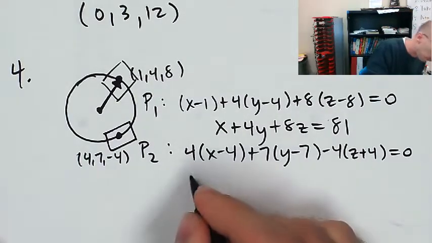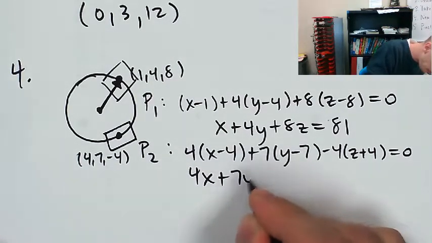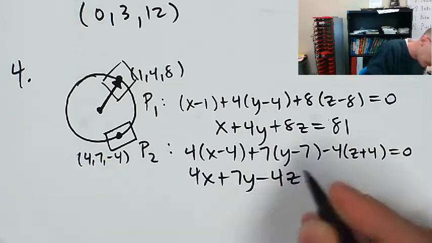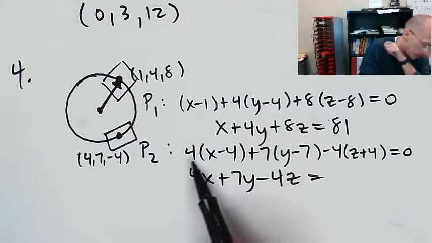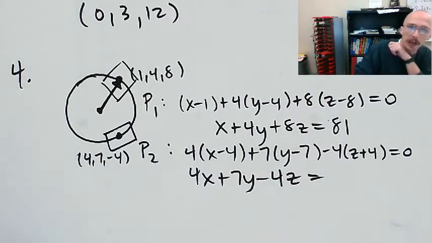And so I'm going to say, all right, I've got 4x plus 7y minus 4z equaling, all right, I got negative 16 and negative 49. I need to do some computations. I just don't want to do this wrong. So it's like 16 plus 49. Minus 16. No, it's plus 16. It would be 81 again.